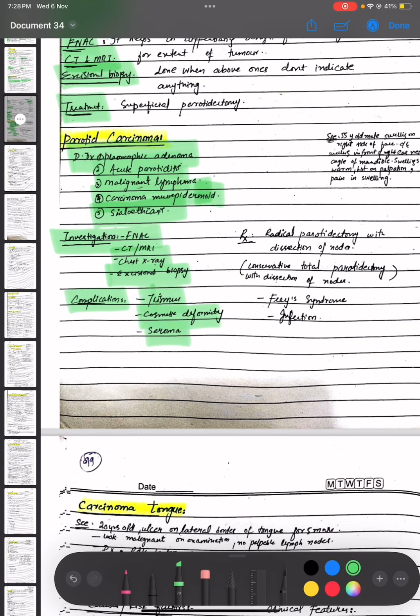What are the treatment options for the parotid carcinoma? These are radical parotidectomy with dissection of the nodes, conservative or total parotidectomy with dissection of nodes, and Frey syndrome and infection.